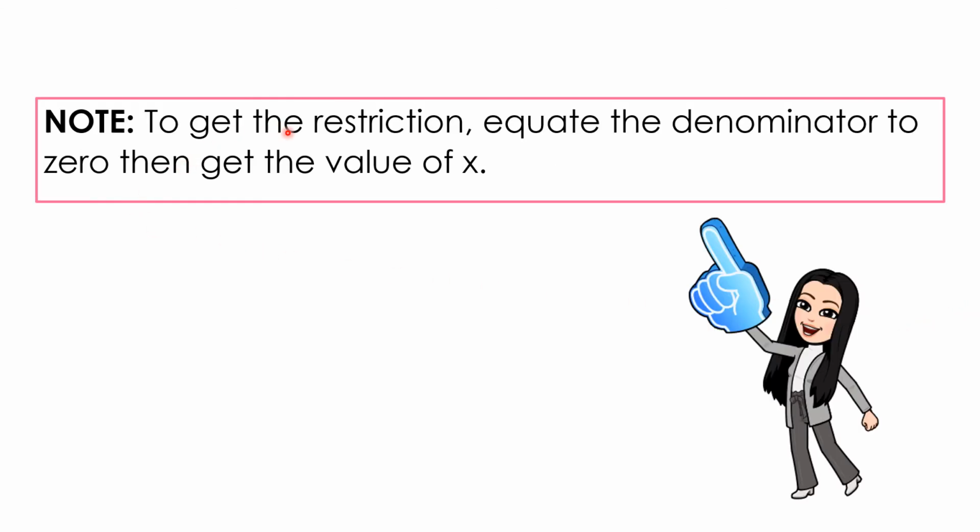Okay, so note: to get the restriction, equate the denominator to 0, then get the value of x. You just equate the denominator to 0, then solve for x.